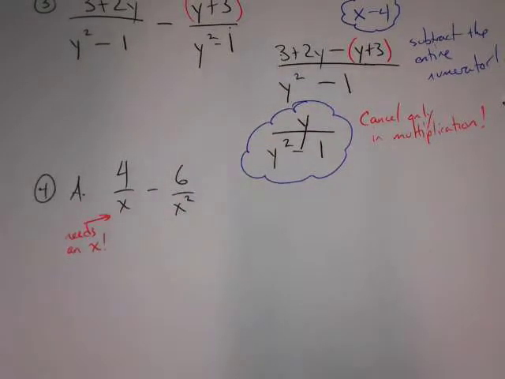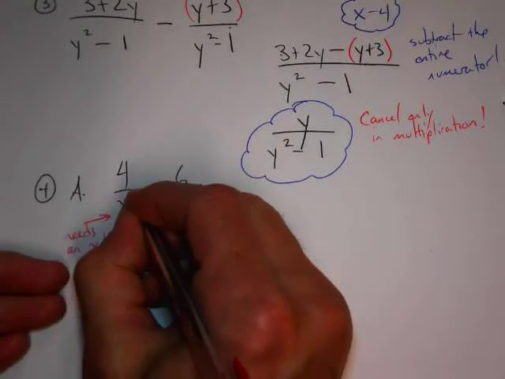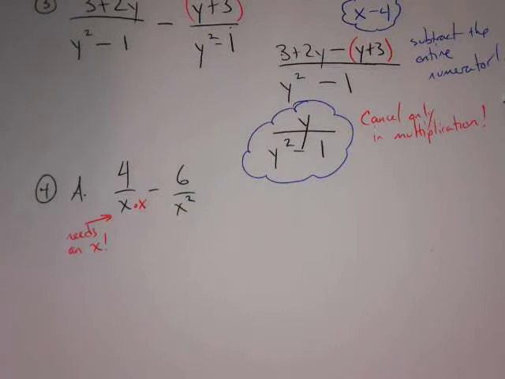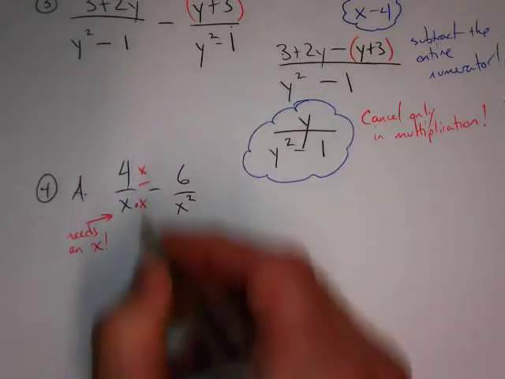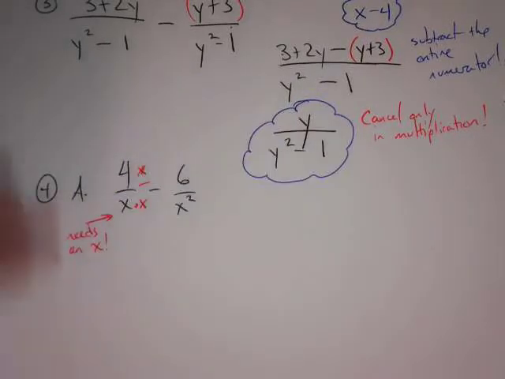So how can I give that denominator another x? Simple. Multiply it. If I multiply that denominator by x, I clearly have to multiply the numerator by x. And there's my clever 1. I have not changed the value of that first number. So that is a neat thing to remember.